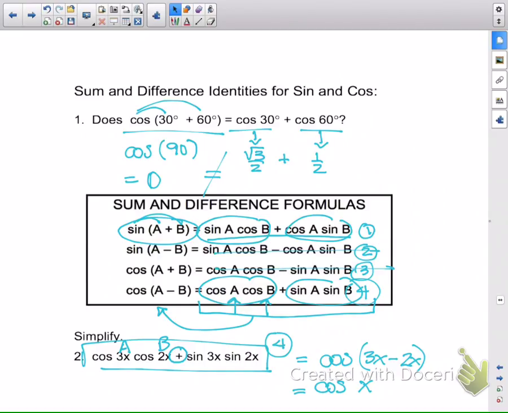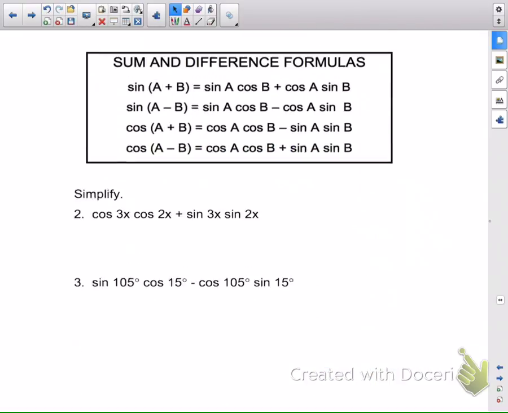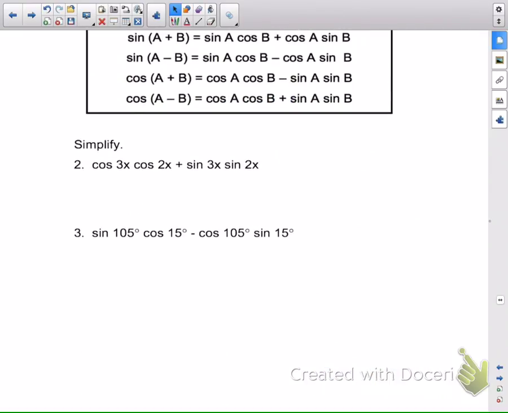The real reason we use these is for questions like number 3. Number 3 is kind of the whole point of this. If I look at 3, okay, and let's just say this is a non-calculator section. Okay? I have no calculator to use this. I have my brain and my unit circle. Do I know anything about the sine of 105? Not much, right? 105 is not in my unit circle. Can't tell you anything about it.